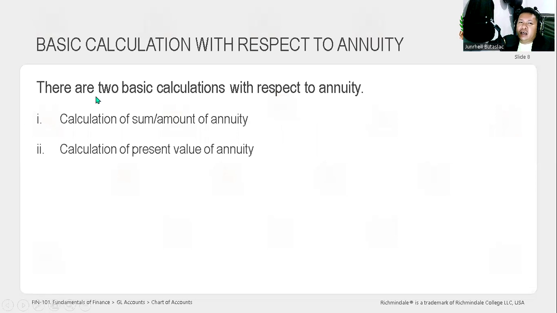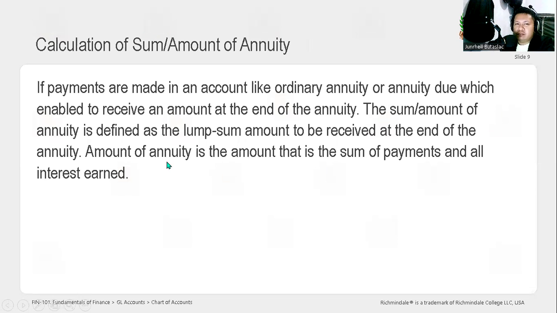Next, basic calculations with respect to annuity. There are two basic calculations: calculation of the sum or amount of annuity, and calculation of the present value of annuity. For the calculation of the sum or amount of annuity, payments are made in an account, like an ordinary annuity or annuity due, which enables one to receive an amount at the end of the annuity.